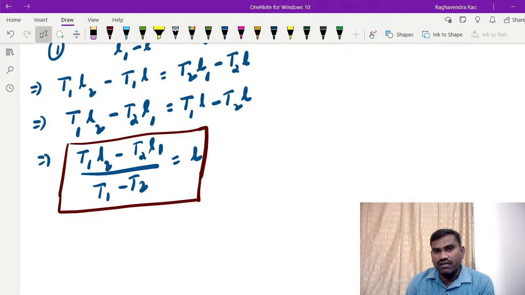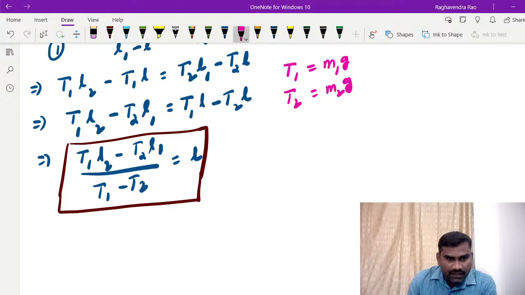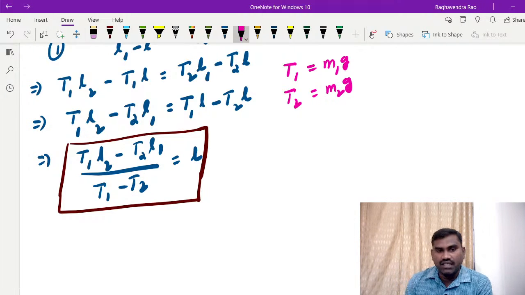So what is T1? T1 is nothing but M1 into G. What is T2? It is M2 into G. Now in place of T1 and T2, they may give the values of masses also, because this is M1G minus M2G by M1G minus M2G. So (M1 L2 minus M2 L1) by (M1 minus M2). So in terms of masses also they may ask the question. In terms of masses, it was given in the JEE Mains examination. In terms of this direct formula, they asked in a previous NEET examination. So make a note of this.